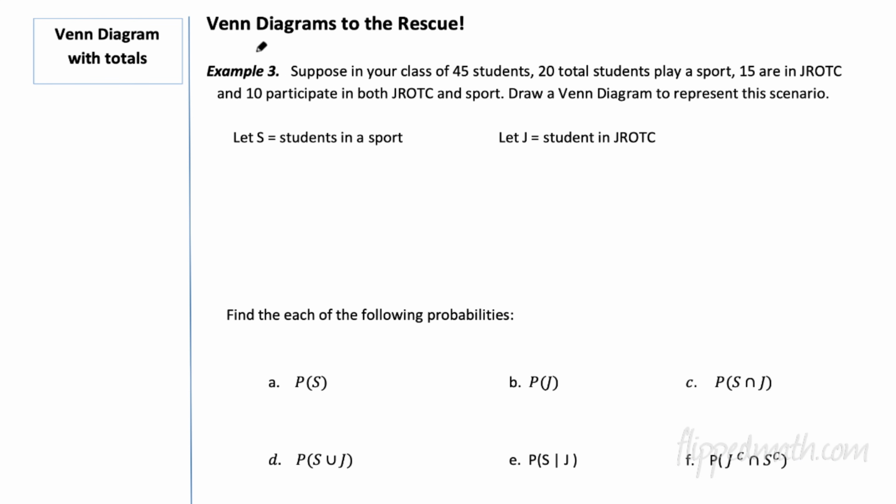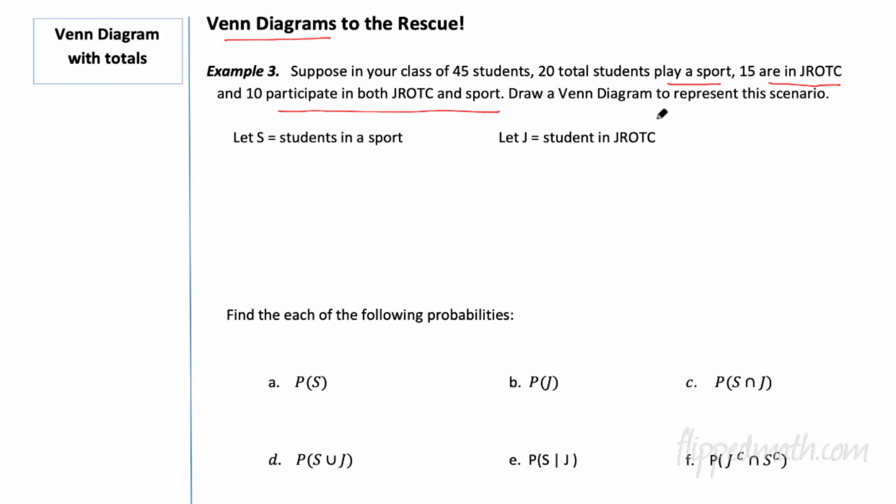So as we do more and more of these problems, I understand they're pretty complicated. So one of the tools we can use to help us is called the Venn diagram. And I think you've seen them before. They're to the rescue. Now, you can use them with totals or with probabilities. So we'll use the totals first. So suppose we have a class of 45 students and 20 play a sport and 15 are in JRTC and 10 participate in both JRTC and a sport.